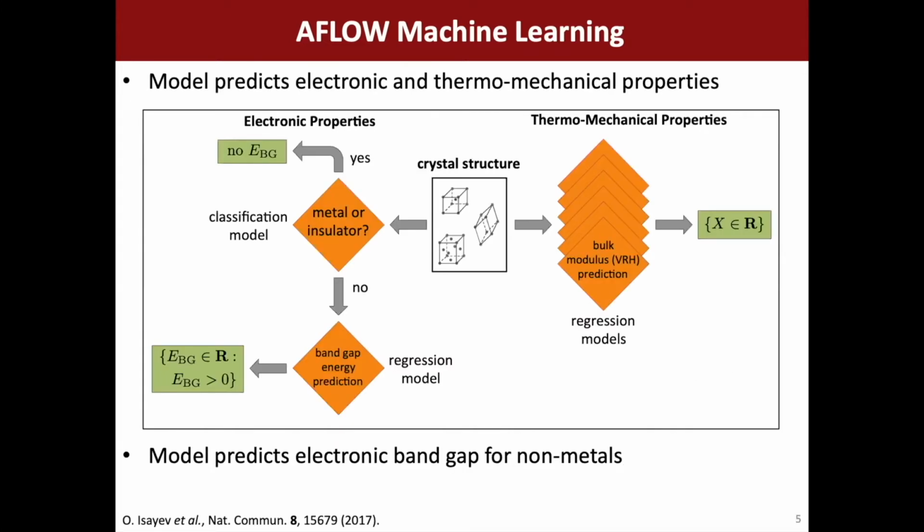Then we use this to train a set of machine learning models. There were two different sets: one set for electronic properties, and another for thermomechanical properties. For the electronic properties, the first thing it does is use a classification model to predict whether the material is a metal or an insulator. If it's a metal, then there's no electronic bandgap. But if it's an insulator, then there is an electronic bandgap, and that's predicted using a regression model. Then for the various thermomechanical properties, things like the Debye temperature, bulk modulus, shear modulus, heat capacity, and so on, we again have a set of regression models.